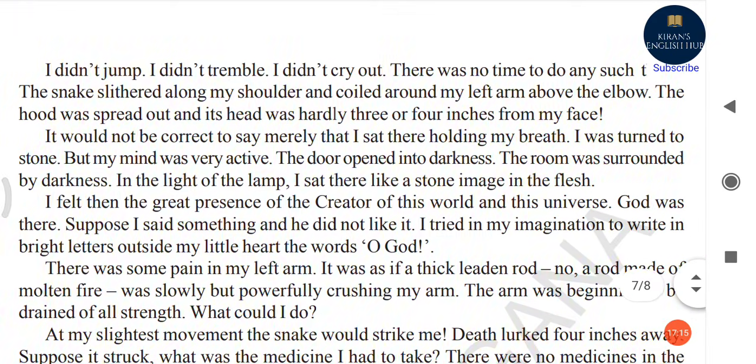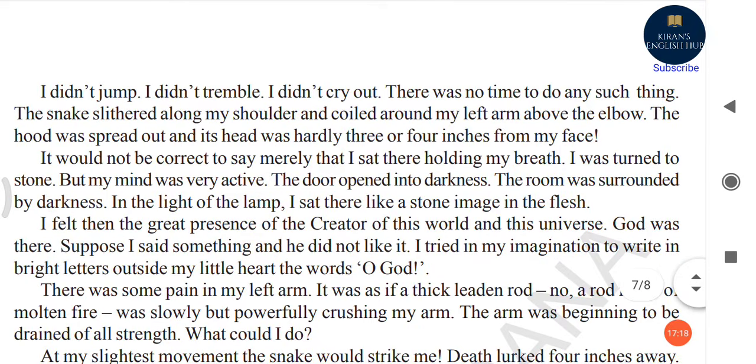I did not jump, I did not tremble, I did not cry out. Since the snake was on him, he did not shout, he did not cry, he did not tremble, in the sense shake. Usually we shiver when we see a snake, no? That is called tremble. There was no time to do any such thing. The snake slithered along my shoulder and coiled around my left arm above the elbow. Slithered means moving from up to down. The snake moved from his shoulder to his left arm and made a round around it.